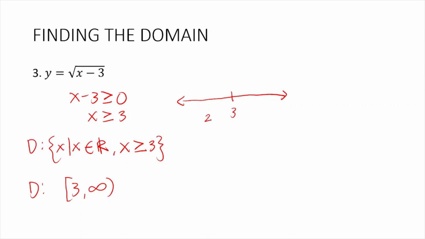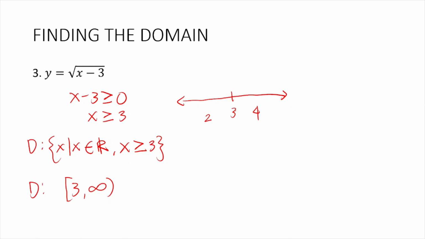So this is the test value for this interval. And then, for example, a test value for x values greater than 3, let's say 4. Okay, so we can plug in 4. If we plug in 4, then 4 minus 3 is 1, positive 1 to be specific. So there's no problem because the radicand is positive.